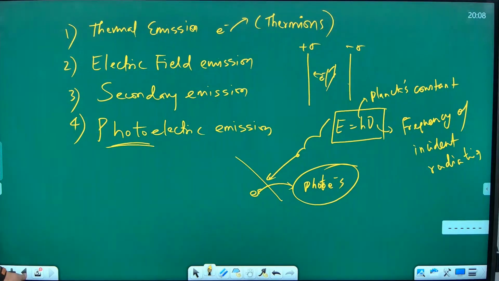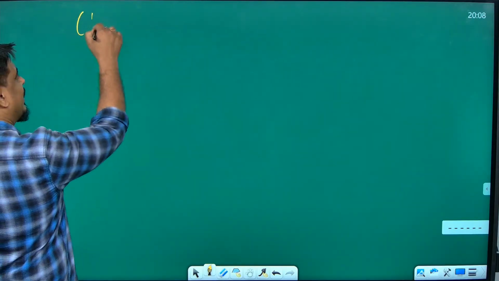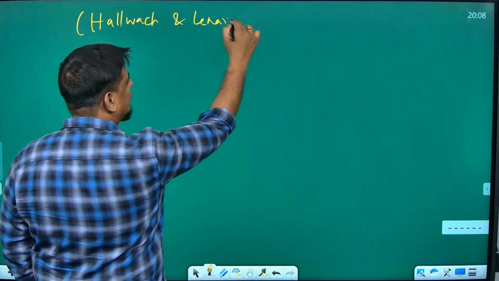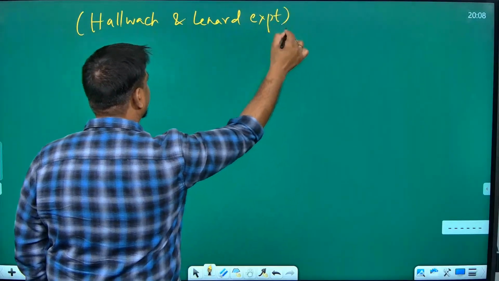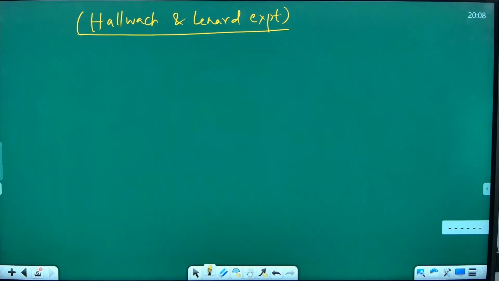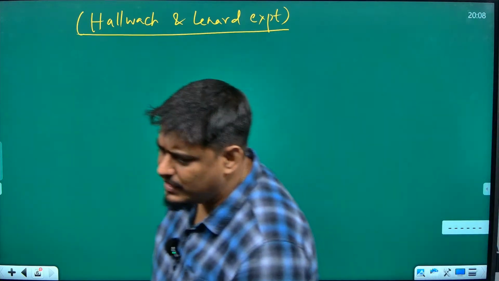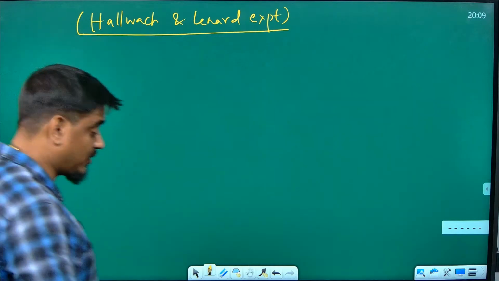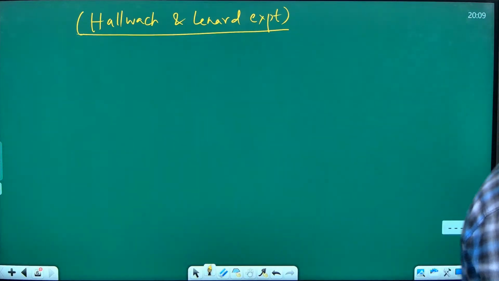So give the heading as Hallwachs and Lenard's experiment. What you gave as the heading, photoelectric effect? It is by Hallwachs and Lenard's experiment. These two students of Einstein did all the setup and the research by which they could understand the photoelectric emission concept itself. So I'll tell you about the setup of that. Now you pay attention to what I'm doing. I'll give time for copying.